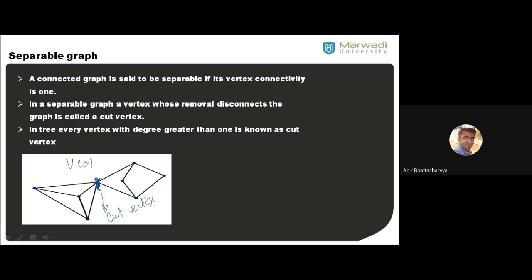So if I talk about any tree, every vertex is a cut vertex. In a tree, not every vertex, I mean, except the pendant vertex, which means a leaf. Except the leaf, all the vertices are cut vertices. That means every vertex except the degree 1 vertices is always a cut vertex in a tree.